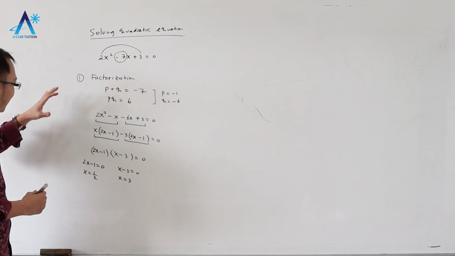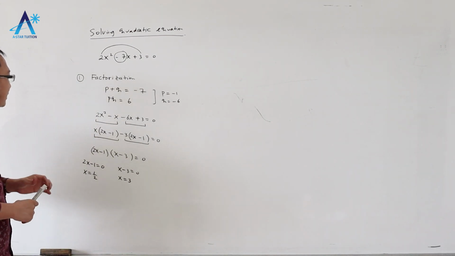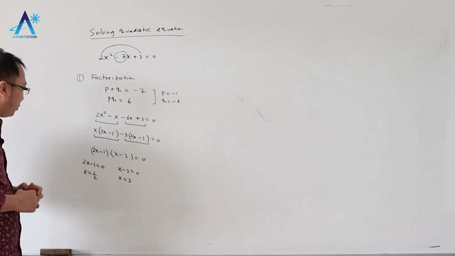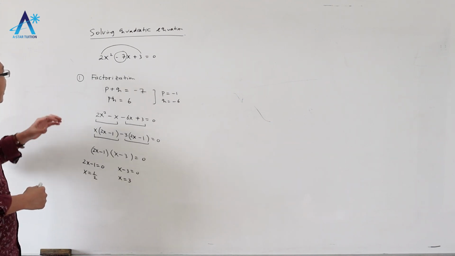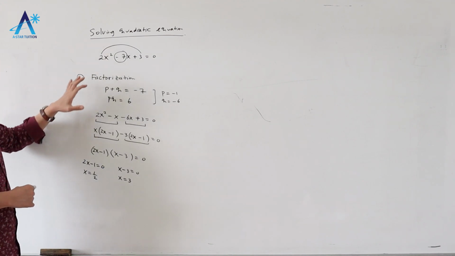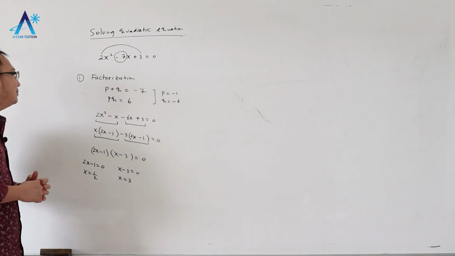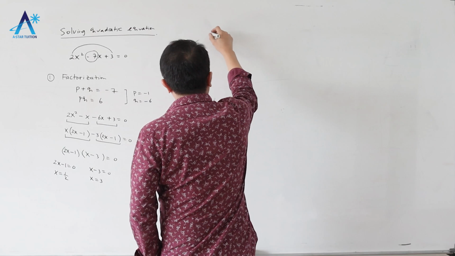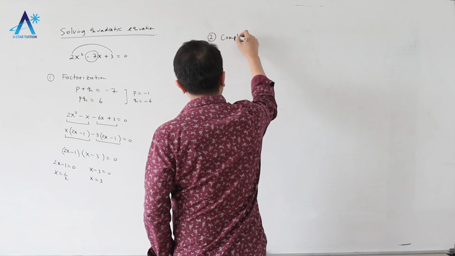So this first technique is called factorization. However, as mentioned earlier, not every quadratic equation could be factorized. Okay, second technique, completing the square.